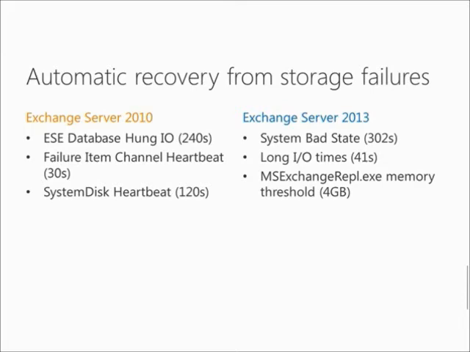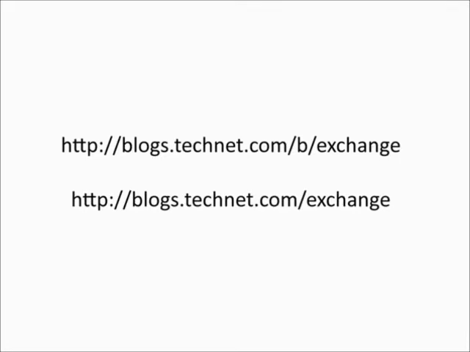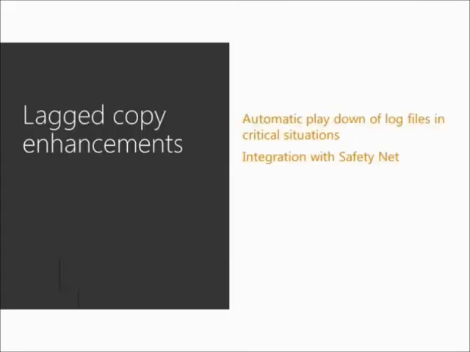Auto recovery. In addition to the basic thresholds in 2010, we've got some more in 2013. You can read about these on the Exchange team blog, blogs.technet.com/exchange. In fact, you don't need the /b, you can just do blogs.technet.com/exchange, and it will redirect you. And just drill down to September 2012 and there's a good blog by Scott Schnoll.